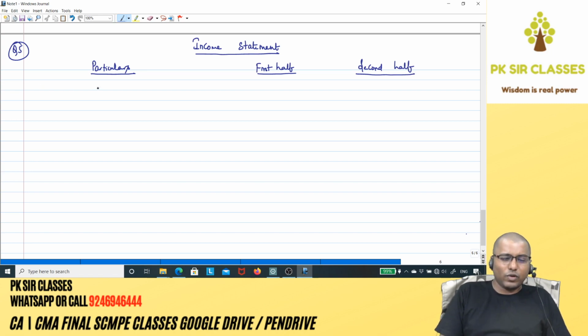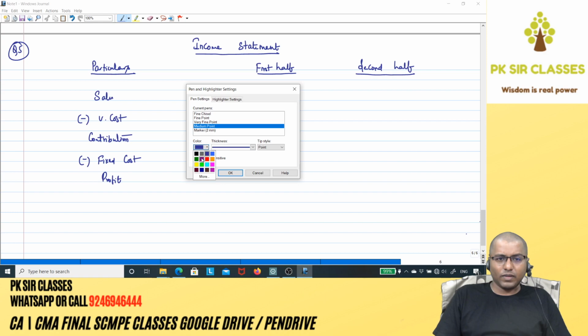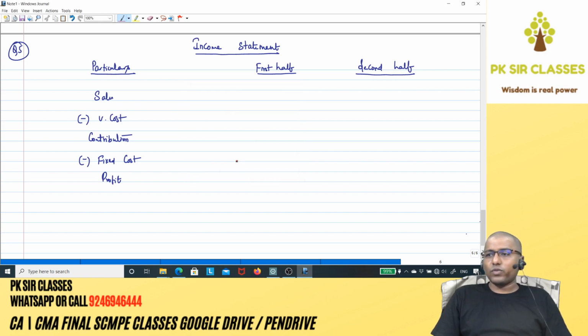As usual, what will be our income statement as per marginal costing in a simple way? First you'll have sales minus variable cost, which gives you your contribution, minus fixed cost, and you get your profit. Quite a bit simple, right? Chalo.